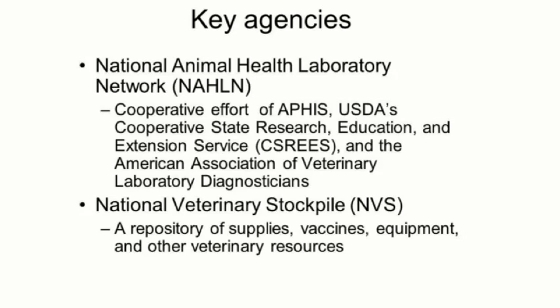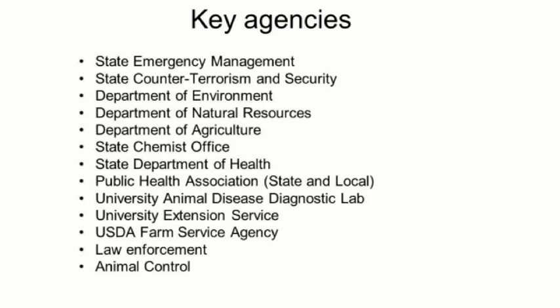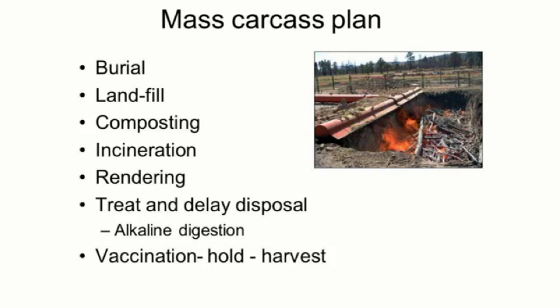The veterinary stockpile is a repository of supplies, vaccines, equipment, and other resources that would be used in those cases. And then we have state government agencies that become involved, and I've listed those here. You should be familiar with them, and they may be part of the plan. In particular, your departments of agriculture and public health, transportation, and your state emergency management coordinators.